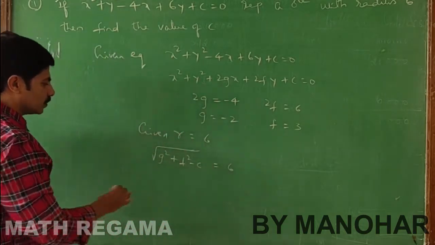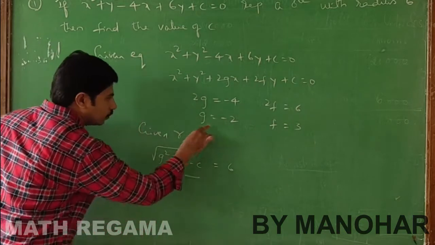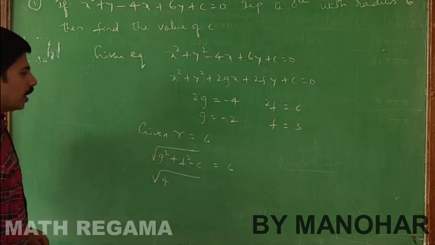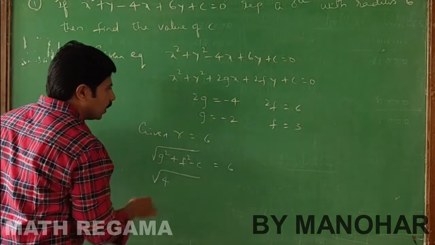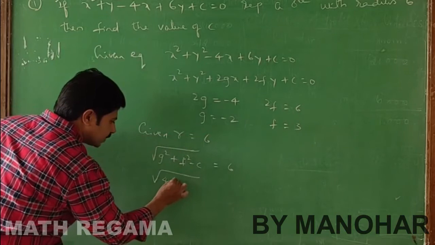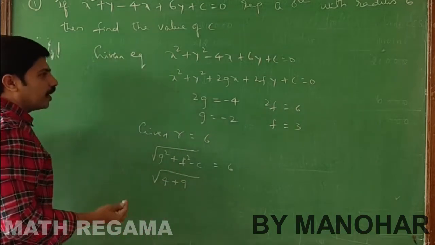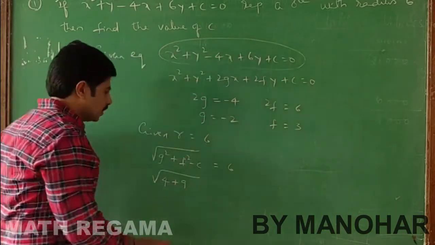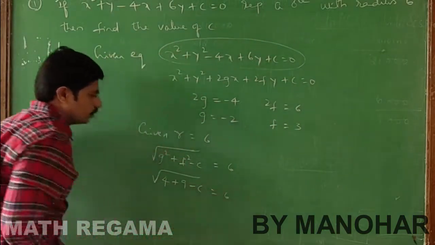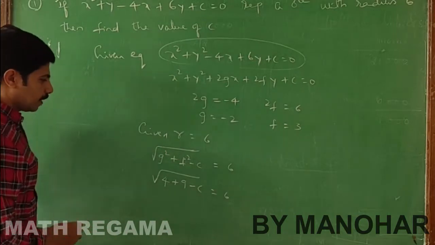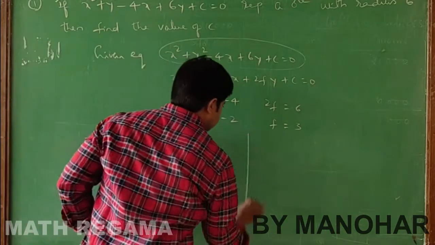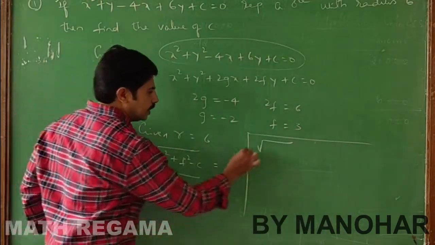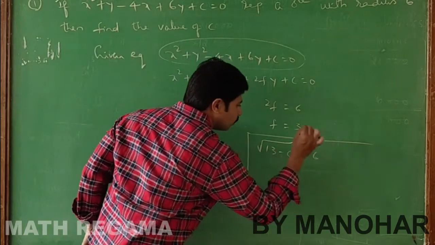Now, I will substitute the values. Under root of g value, which is minus 2, minus 2 whole square is 4. And f value is 3, 3 square is 9. And c value is nothing but c. Substitute that, r is equal to 6. So, under root of 4 plus 9, 13 minus c is equal to 6.